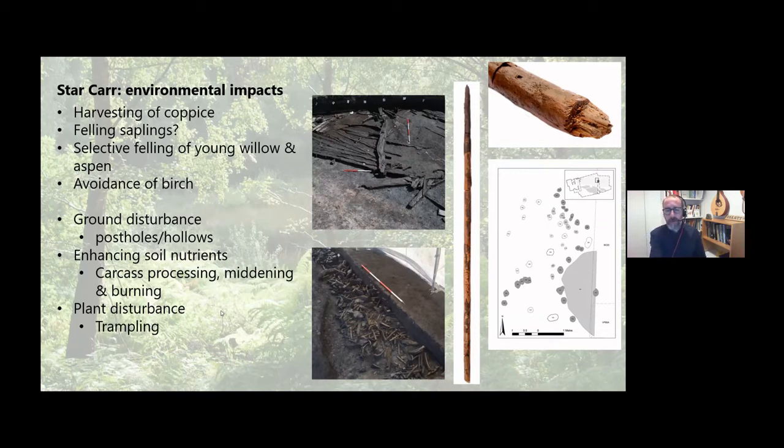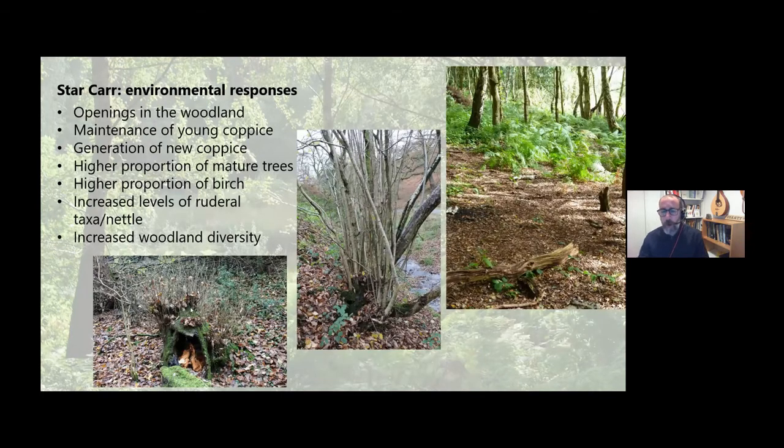And quite quickly, these actions would have started to structure the local environment. We'd see more openings in the woodland where trees were being felled. The ongoing harvesting of coppice would prevent these stands from maturing, so the stems would always just be a few years old. And we'd see a higher proportion of older willow and aspen trees, and maybe a higher proportion of birch trees, because these trees simply aren't being cut down.